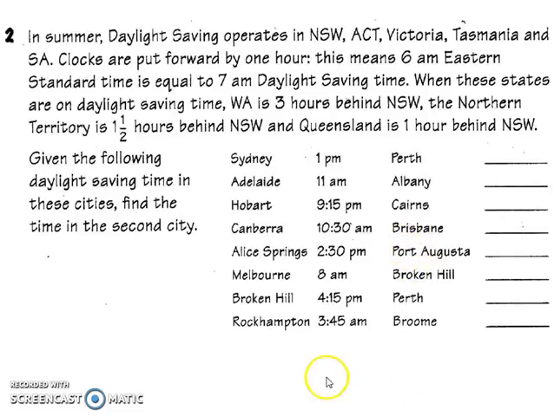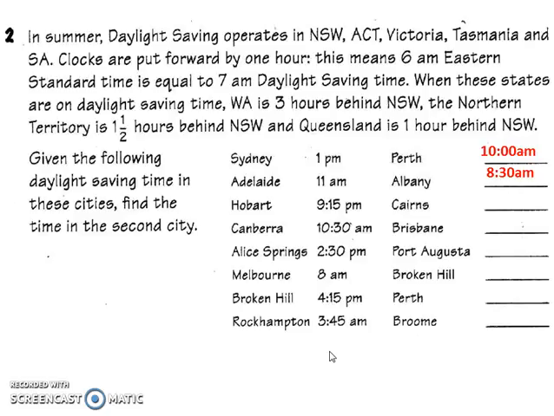Okay, so let's have a look at the answers here. If it's 1 o'clock in Sydney, now Perth is normally 2 hours behind, but because of daylight saving, it now becomes 3 hours. So it's 3 hours behind. In Adelaide, it's 11 a.m. Now, Albany is in Western Australia. Adelaide, which is normally an hour and a half ahead, actually now becomes 2.5 hours ahead. So we have to take 2.5 hours off.